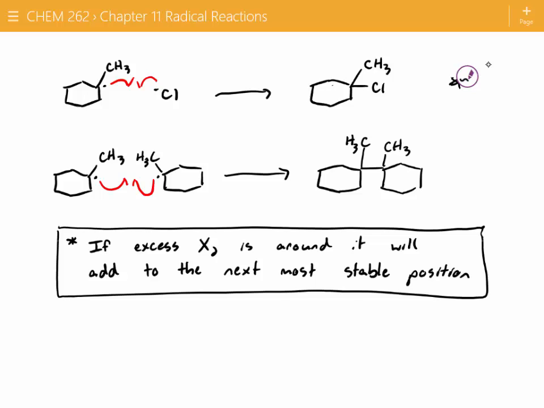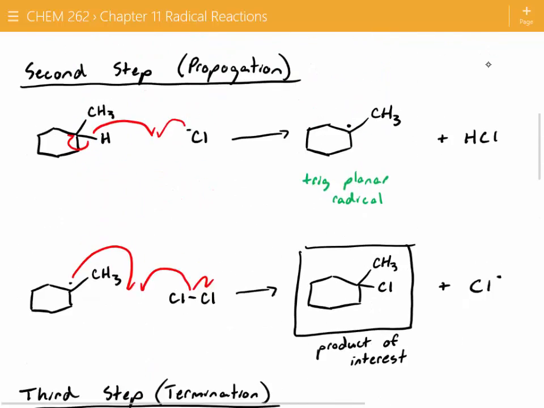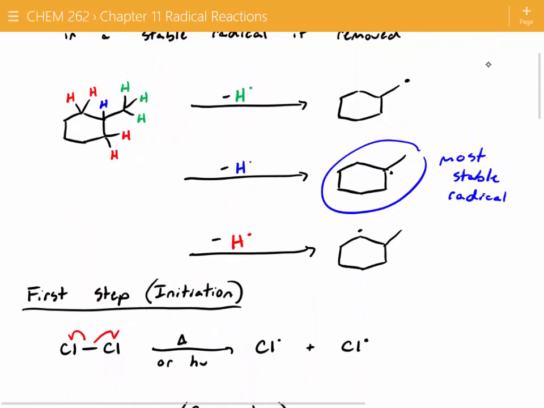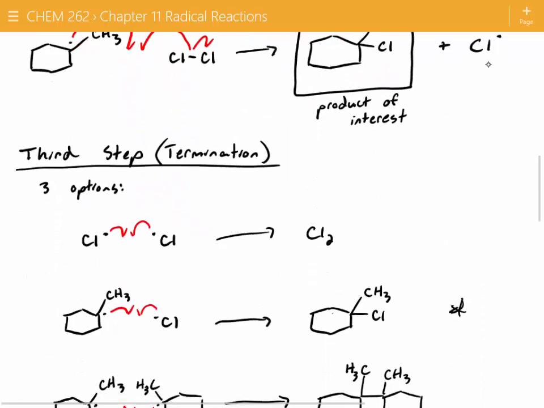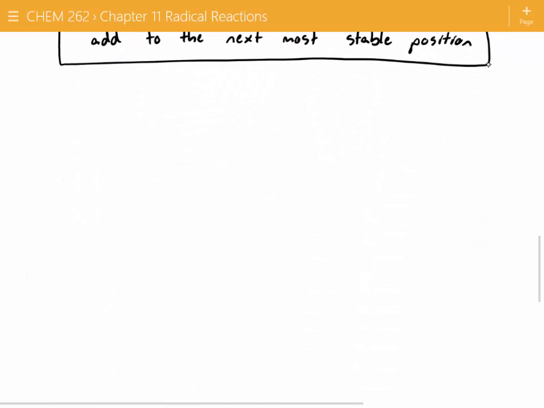All right, so let's talk a little bit about the regiochemistry here. We talked about it to some extent, saying that if we look at the site of interest, we know that it's going to be the one circled in blue, right? Because it's the more stable radical. But there's a little bit more to this story. So let's talk about regiochemistry.